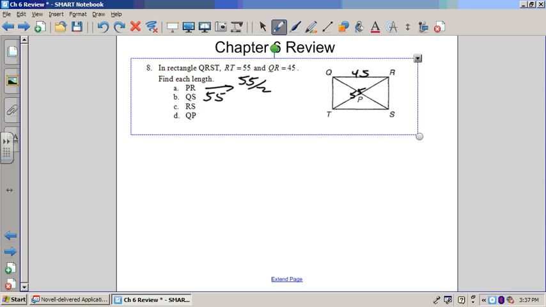RS is going to be a little harder because it's a rectangle. I have a right angle, and since I have a right angle, I have a right triangle, and I'm trying to find this side, b. So what I'm going to have to do is use the Pythagorean theorem. 45 squared plus b squared is equal to 55 squared. And as sad as it is, I'm actually going to have to do the long multiplication.